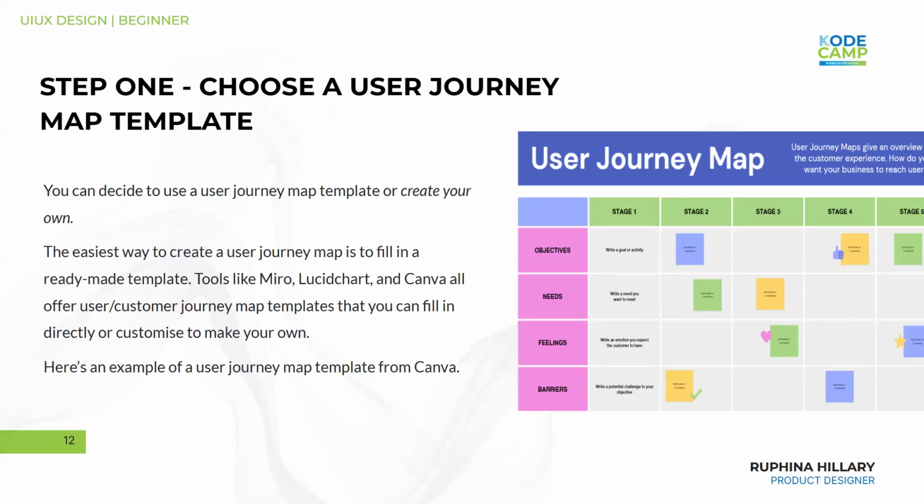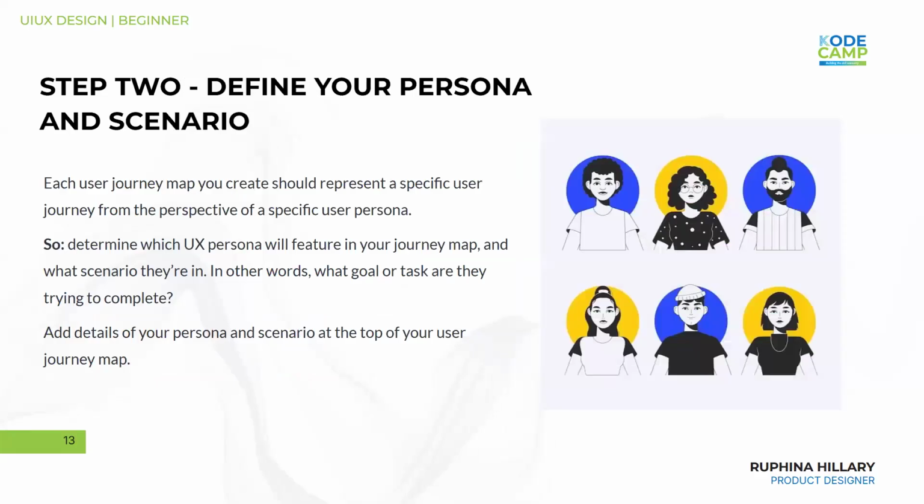So step one, you're supposed to get a template. You can create a template yourself, or you can outsource and get one from Canva, from Miro. You can get one from Figma community. So we'll get into that properly later.